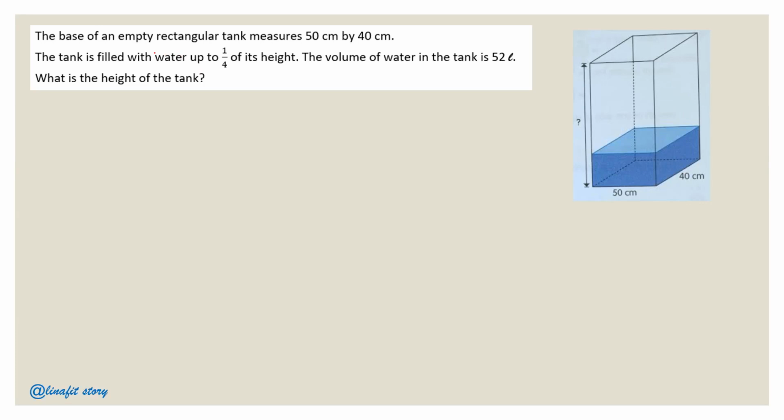The base of an empty rectangle tank measures 50 cm by 40 cm. The tank is filled with water up to a quarter of its height. The volume of water in the tank is 52 liters. What is the height of the tank? There are two ways to solve the question.